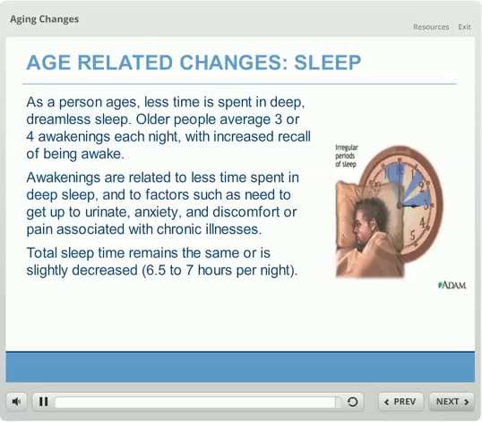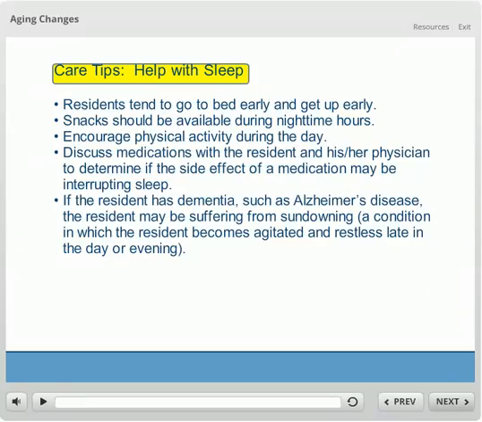As a person ages, less time is spent in deep, dreamless sleep. Older people average 3 or 4 awakenings each night, with increased recall of being awake. Awakenings are related to less time spent in deep sleep and to factors such as need to get up to urinate, anxiety, and discomfort or pain associated with chronic illnesses. Total sleep time remains the same or is slightly decreased, 6.5 to 7 hours per night.